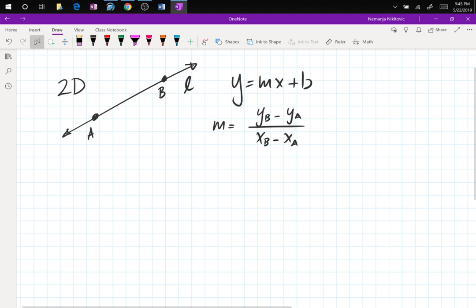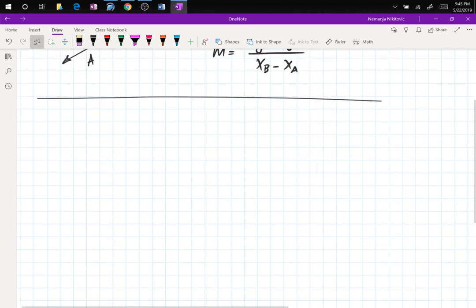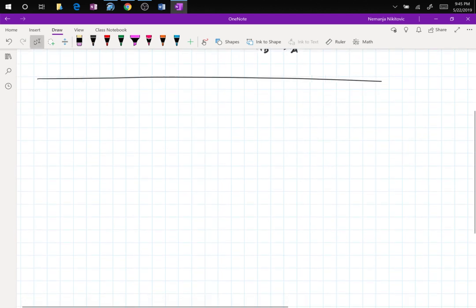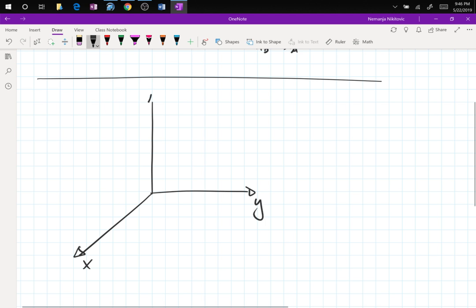Now in 3D, we have to figure out a different way to find the line, but it will have pretty much the same features. Still, 2 points are all you need in space to define a line. Now we're going to put this in the coordinate system, x, y, z. We are using the right-handed coordinate system.